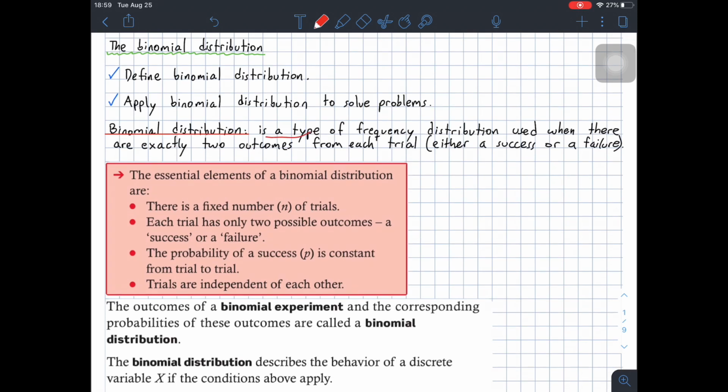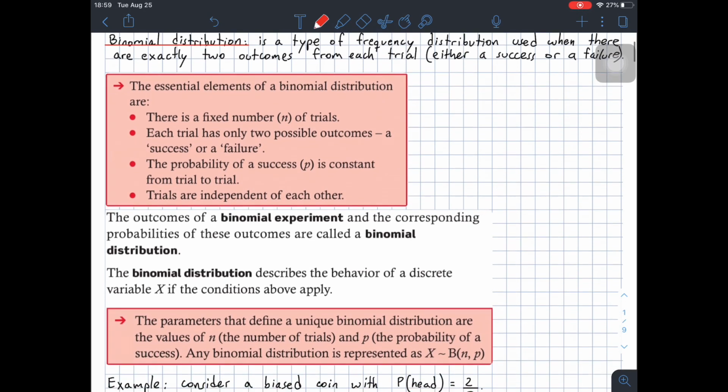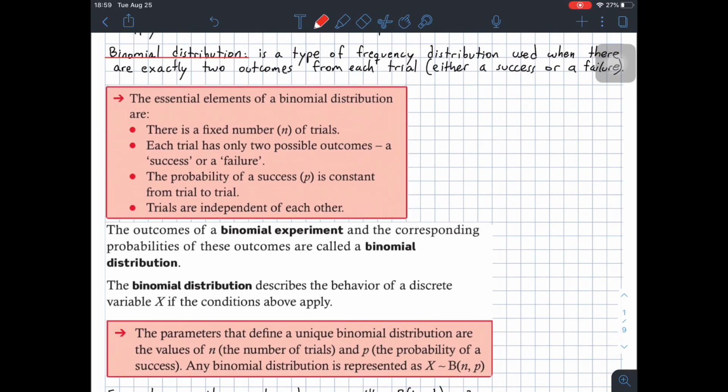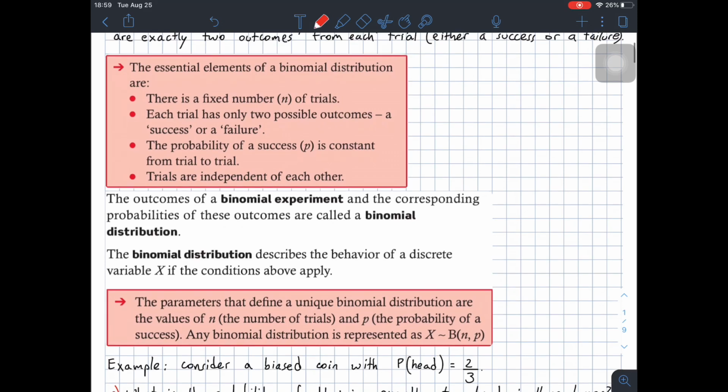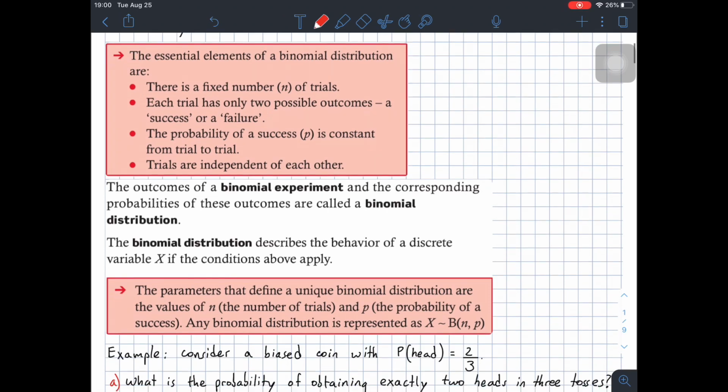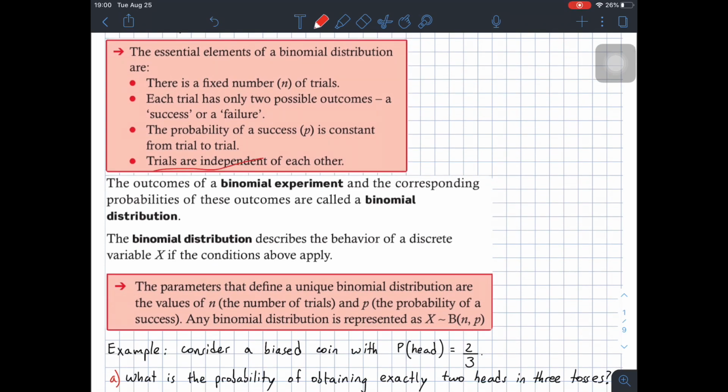It's a type of frequency distribution used when there are exactly two outcomes from each trial, and those two outcomes are either a success or a failure. We're going to see this through examples in a second. The essential elements of a binomial distribution are: number one, there's a fixed number n of trials. Number two, each trial has only two possible outcomes, either a success or a failure. Then the probability of a success, P, is constant from trial to trial. That means that it does not change from one trial to another. And finally, trials are independent of each other.